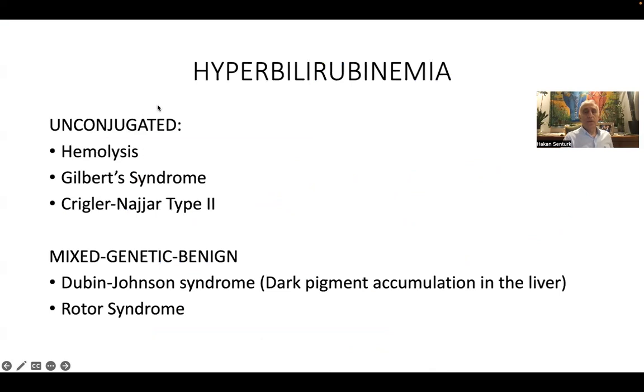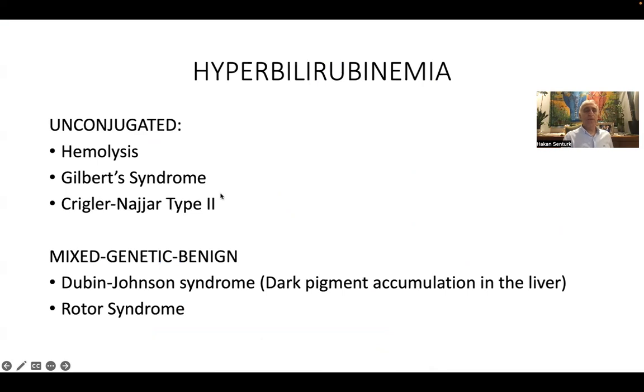We covered unconjugated hyperbilirubinemia due to hemolysis, Gilbert syndrome, and another syndrome, which is complete absence of glucuronyl transferase activity. This is called Crigler-Najjar syndrome. And in this syndrome, there are two types.